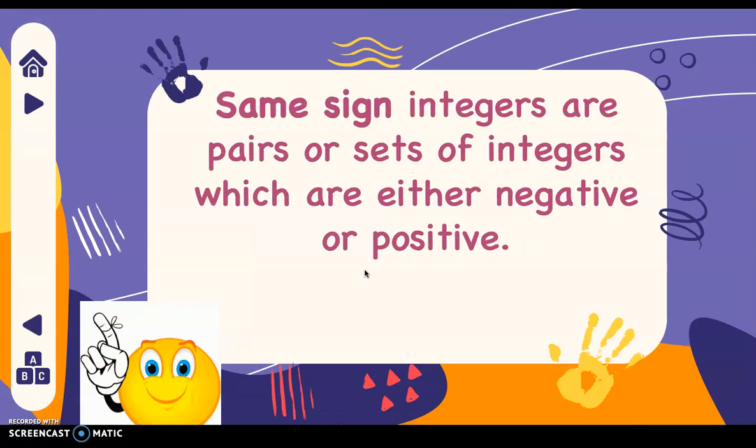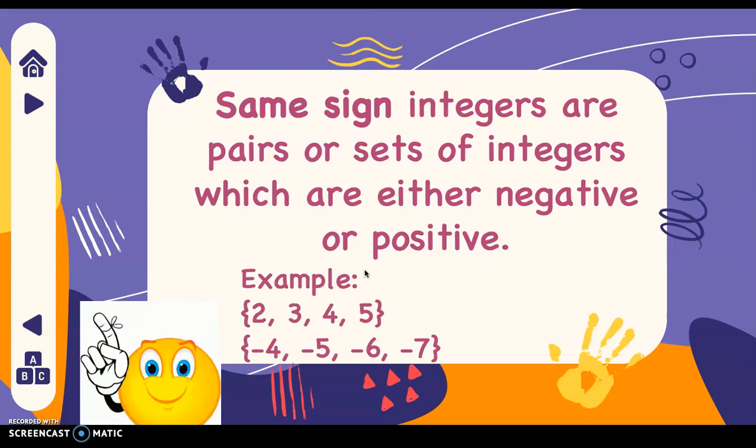Now, same sign integers are pairs or sets of integers which are either positive or negative. So we have 2, 3, 4, 5. And sets of negative numbers are negative 4, negative 5, negative 6, negative 7. So these numbers are same sign integers. These are also sets of same sign integers.